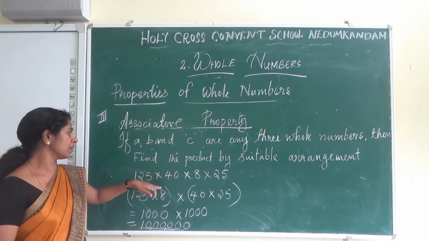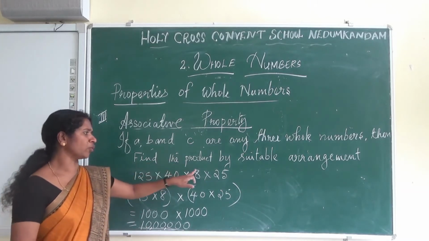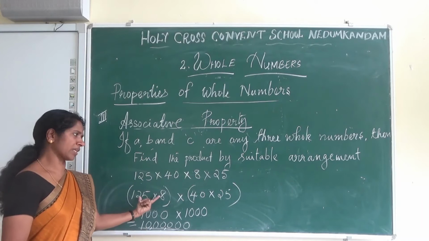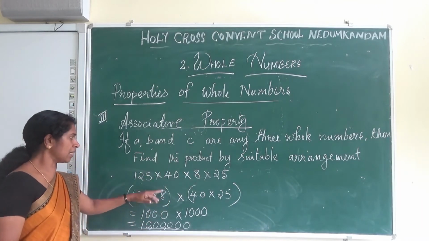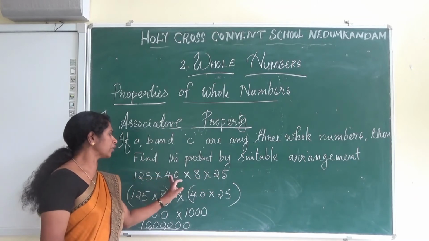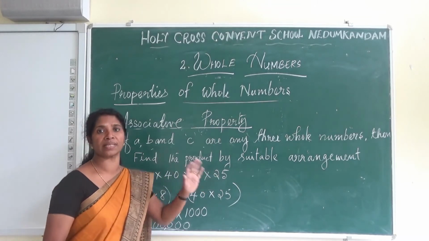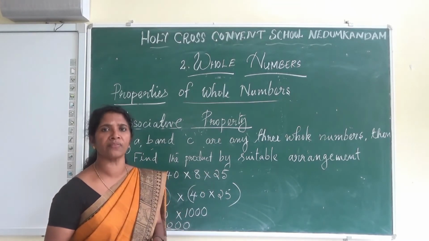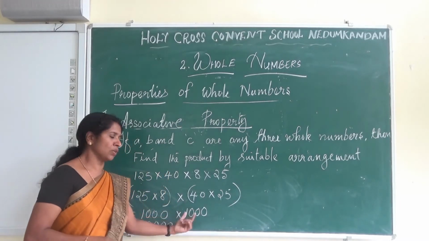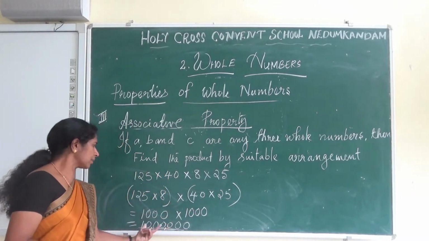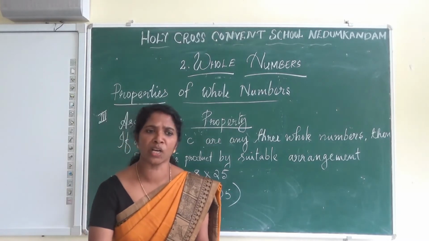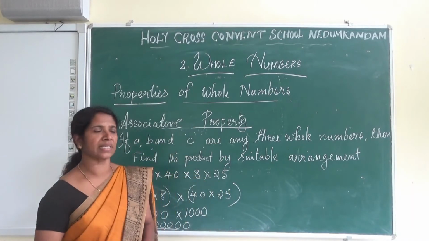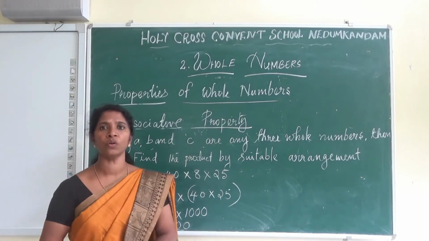So listen here. 125 into 8 is 1000. We know that 125 into 8 is 1000. So we grouped that first. Next one, 25 into 40. 25 into 4 is 100. So 25 into 40 is 1000. So 1000 into 1000 is 10 lakh. So if there are 3 or more than 3 numbers, like that way we have to group it.